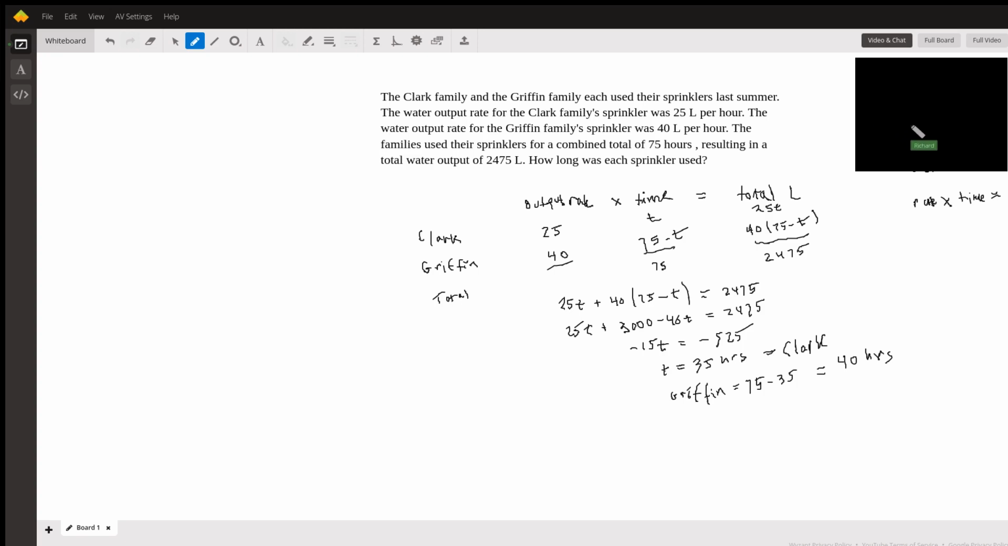So think about these three models for word problems, and next time you see one, see if it fits one of these models, and then you can use it for your particular problem.